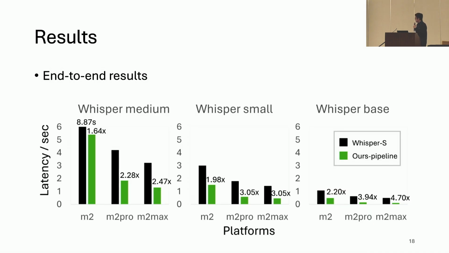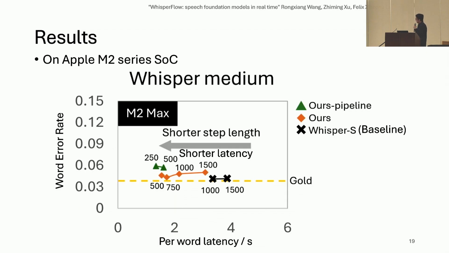And here's the end-to-end result. We can see that on 3 different model variants on 3 different hardware platforms, our system can consistently provide more than 2 times latency reductions compared to the baseline Whisper streaming system. And here's a closer look at the latency and accuracy trade-off. We can see that compared to the baseline system, our system can run with a shorter processing interval, and as a result, it delivers a shorter per word latency. But at the same time, the accuracy actually does not drop that much, which means that our system can effectively preserve the processing accuracy.